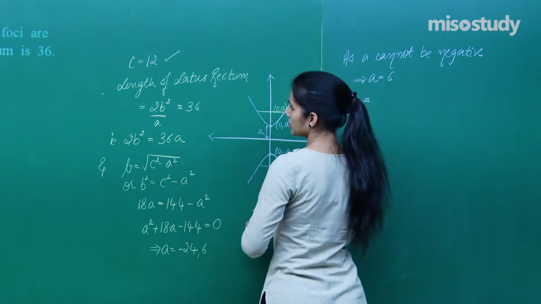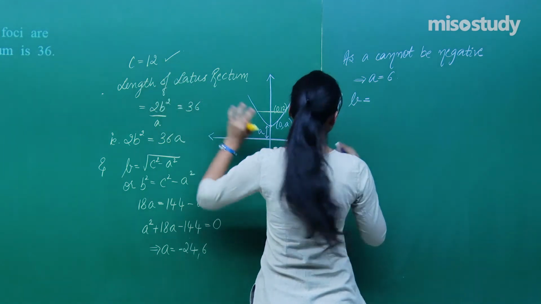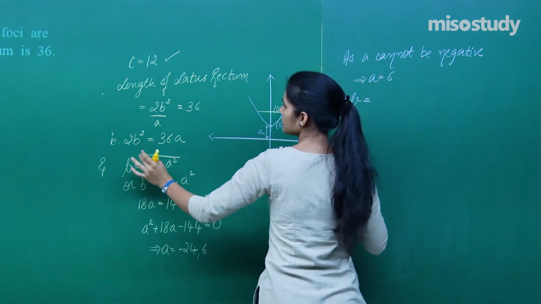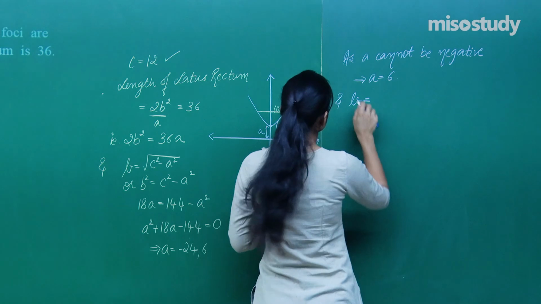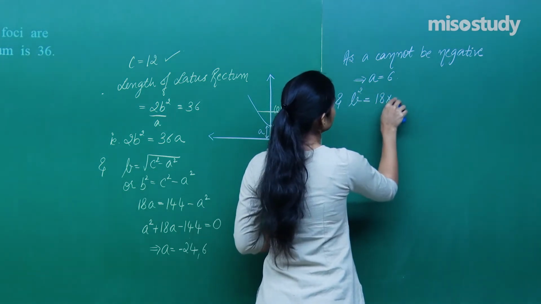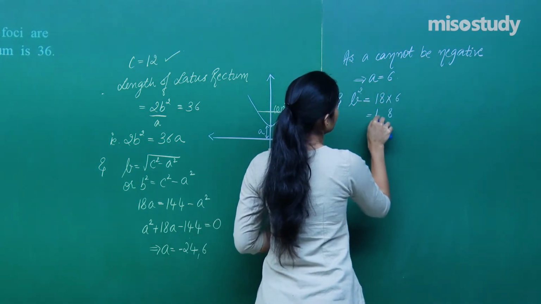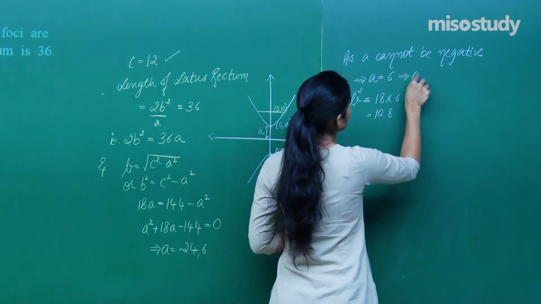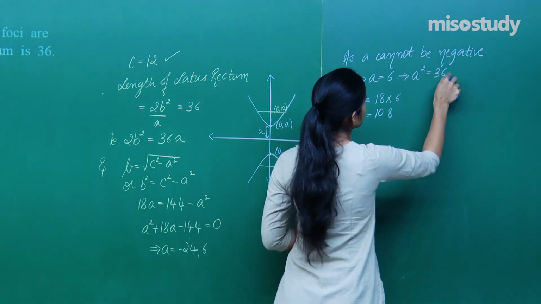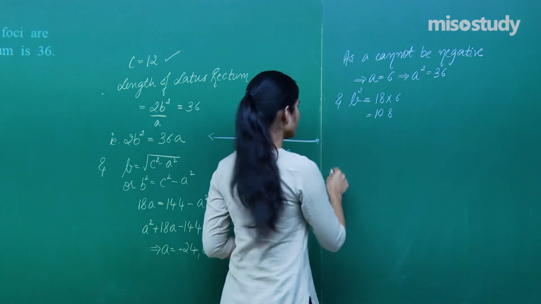B is what? What is my C? C first of all is 12, and B is what? B square is given to be 18a, so it is 18 into 6, that is 108, a square is 36. So what is the equation of my ellipse?